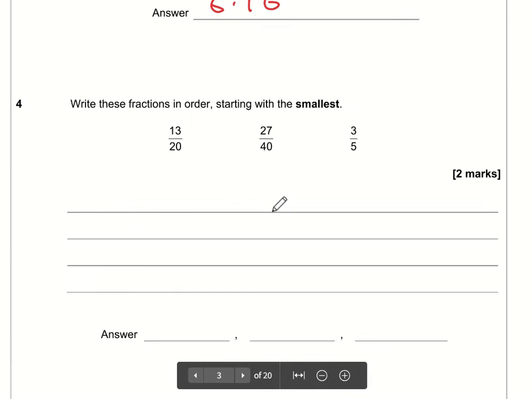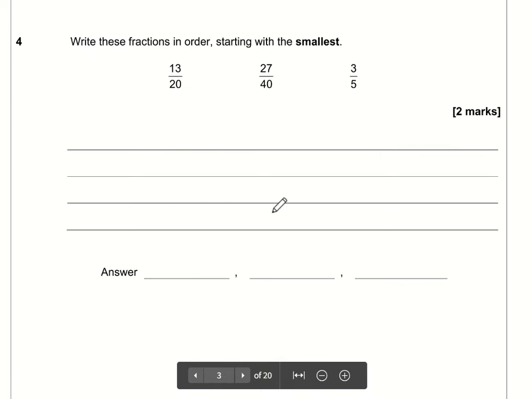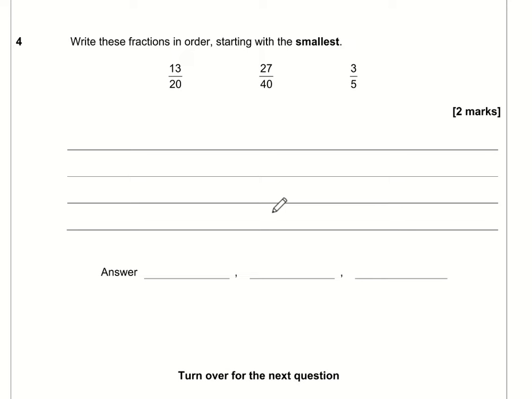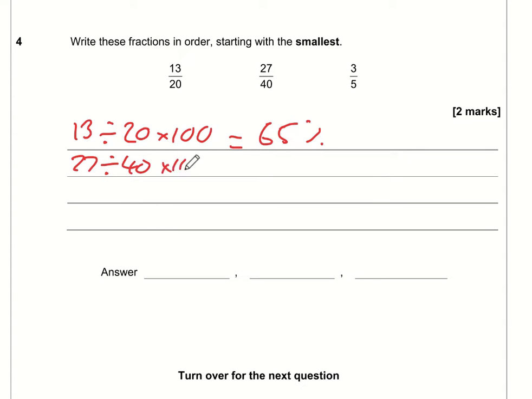Question number 4, write the fractions in order starting with the smallest. Well, since we've got access to a calculator here, what I would do is just turn everything into a percentage. So to convert a fraction into a percentage, it's top divided by bottom multiplied by 100, so that is 65%. Let's do the same for 27/40. 27 divided by 40 multiplied by 100, that is 67.5%. And 3/5, 3 divided by 5 multiplied by 100, that is 60%.